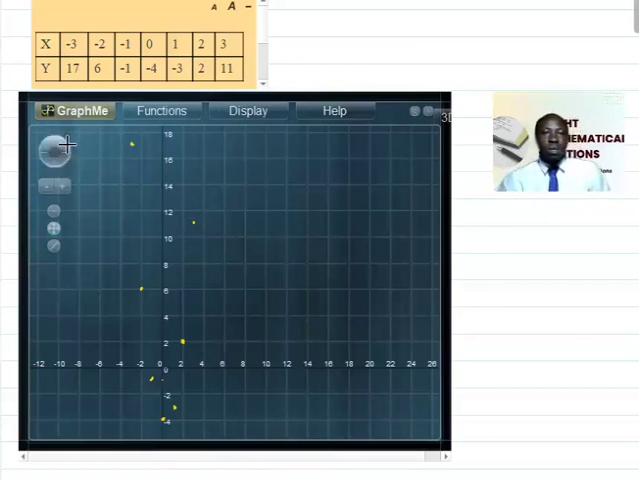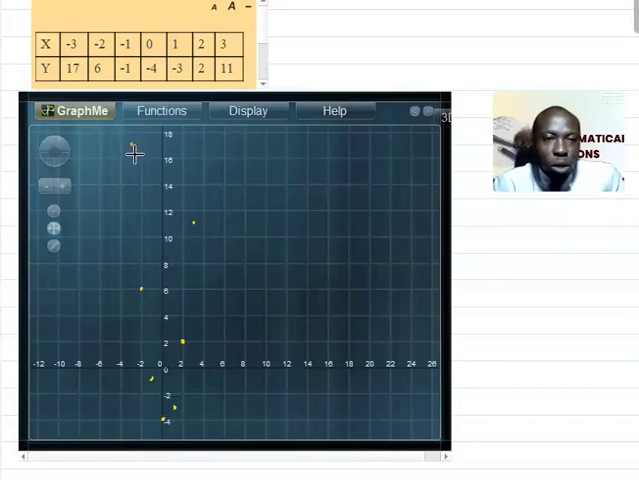So the next thing we are to do, we are now going to connect them together. For me to connect them together, please ensure that you get a perfect line. It must be a straight line, joining those points together.